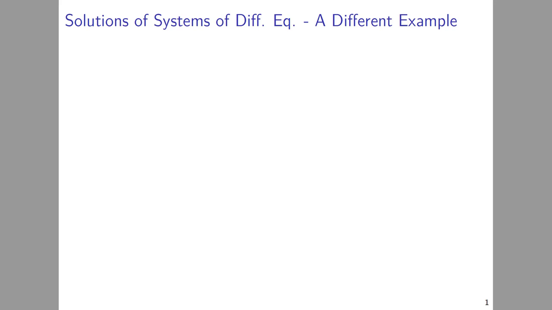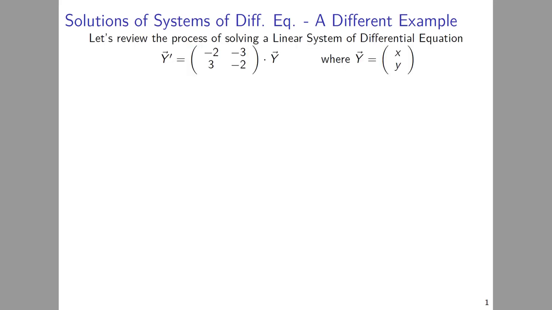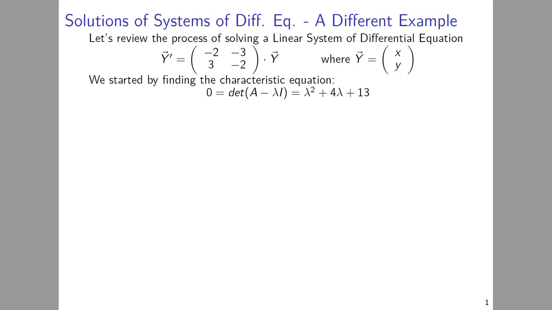Since it was such a long example, let's review the process that we took in solving the linear system of differential equations y prime equals [-2, -3; 3, -2] times y. We started by finding the characteristic equation, 0 equals the determinant of A minus lambda I, which was lambda squared plus 4 lambda plus 13.